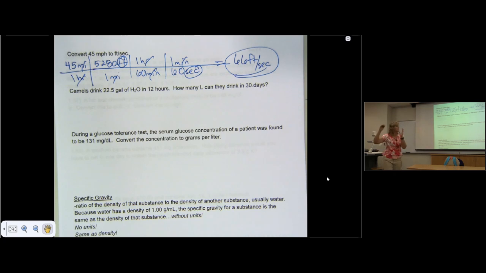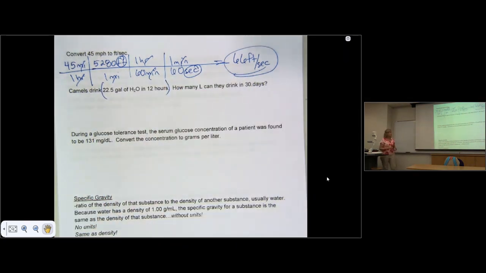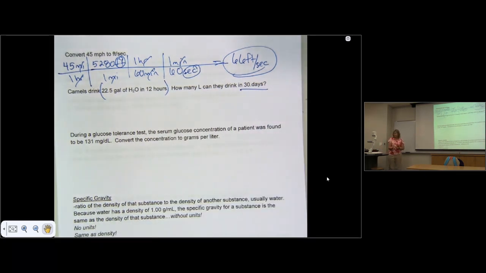22.5 gallons in 12 hours. Now, do I need to figure out how many that is per 1 hour? No. Just use that as a conversion factor. Which means then what's the given? 30 days. Try this problem.